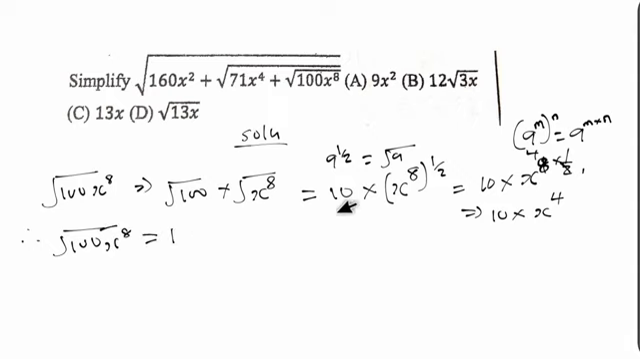Now let's add it to the second term we have here. Let me bring the second term outside. We have 71x to the power of 4 plus this one we have gotten as 10x to the power of 4. So in this place, if you look, this is raised to the power of 4 and this is raised to the power of 4, it means that they are the same. Since they are the same, they have the same variable part, so you can add the coefficients together.